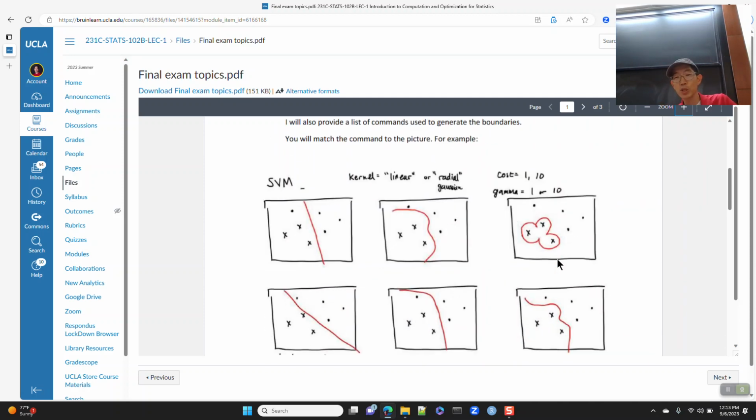It's just going to be pictures and matching, right? Which command ends up with which picture.